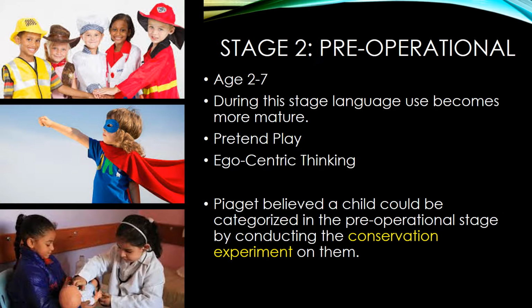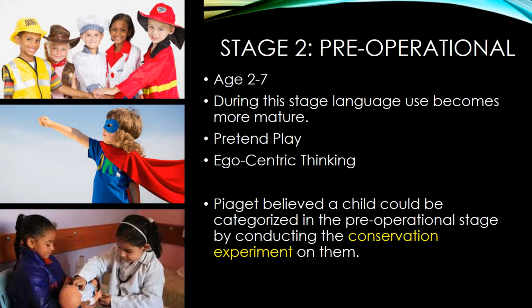An example would be when a child stands in front of the television. A child in the pre-operational stage doesn't understand that the people behind them aren't able to see the television because they're standing in front of them. They believe that because they can see, everybody else can see, which isn't the case.